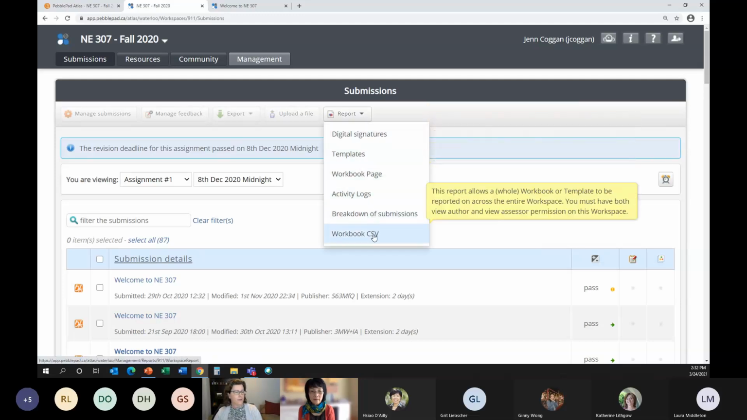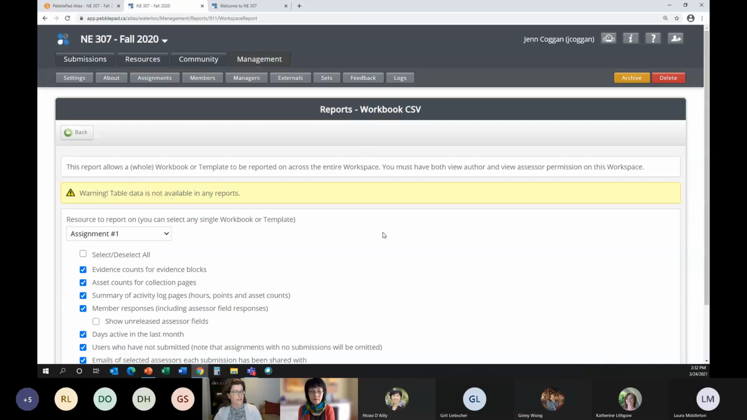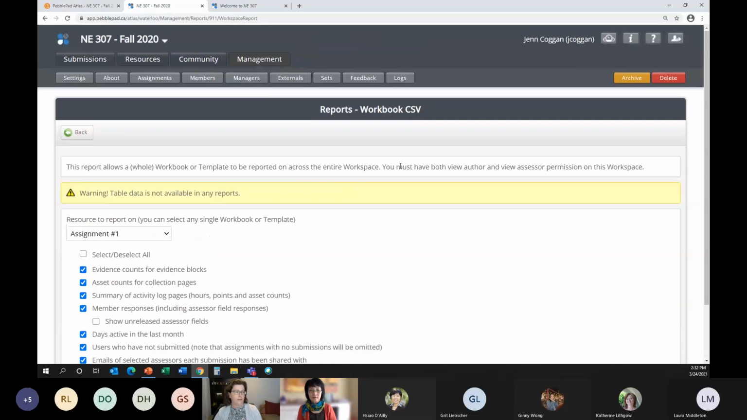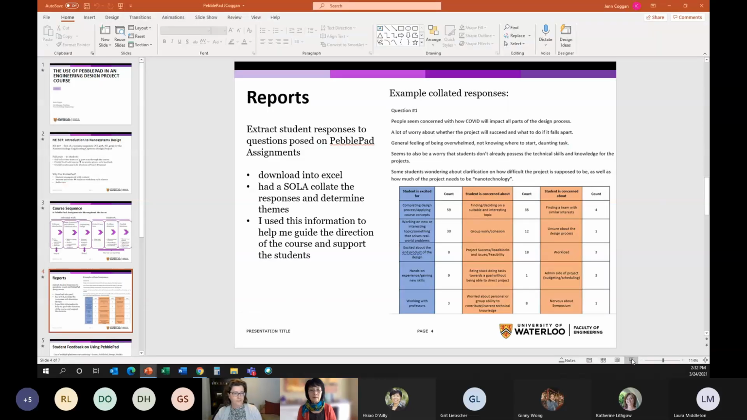All right, so I use this workbook CSV function. It really was just, you can click on this. You can decide what you want it to download. And then once you've done that, it downloads it and sends it to you through email. So you actually get it that way as an Excel file. All right, I'm just going to go back to my presentation.